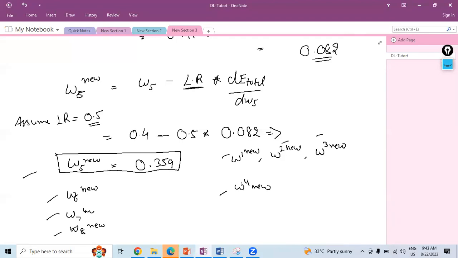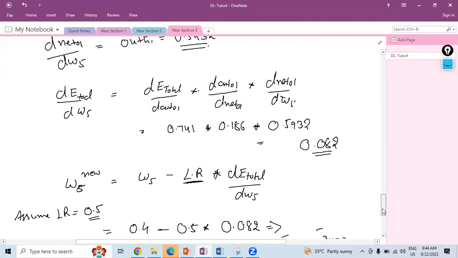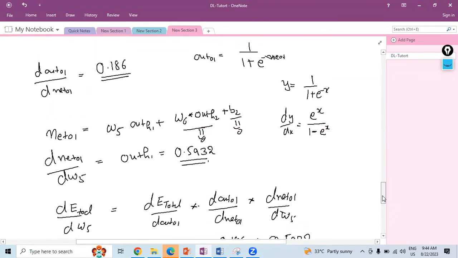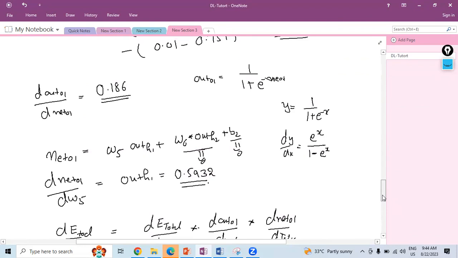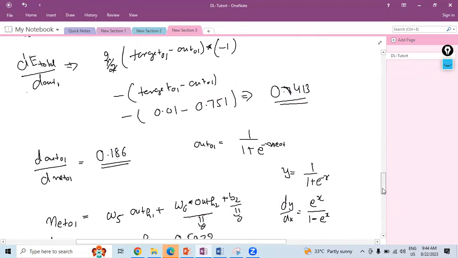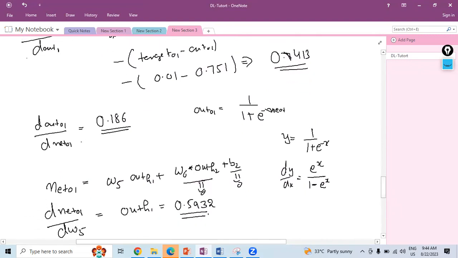Sir, I have a question: how did you get 0.186 for the derivative of out O1 with respect to net O1? Can we go up, sir? Slide up, a bit up. This one, 0.186, how did we get it? It comes from the derivative of out by net, where out is 1 by 1 plus e to power minus x. I'm just putting this in my formula and getting this value.